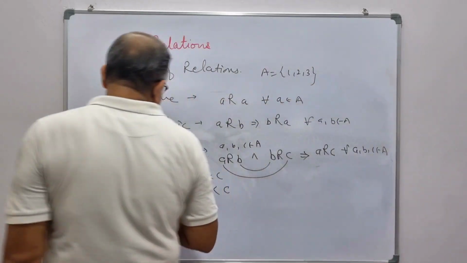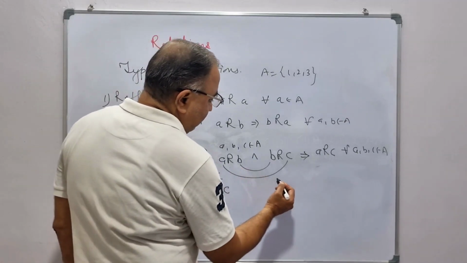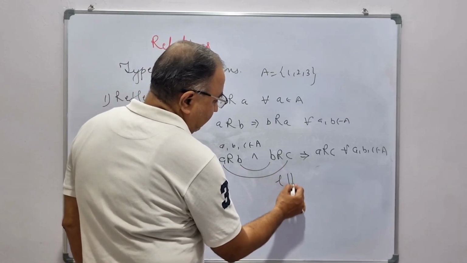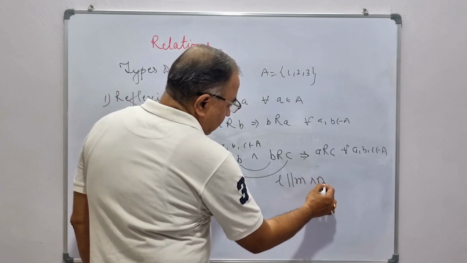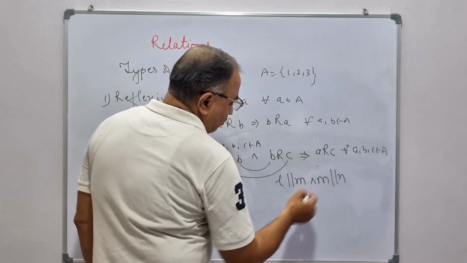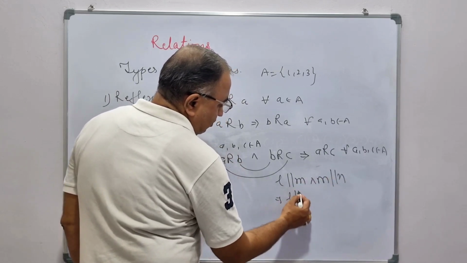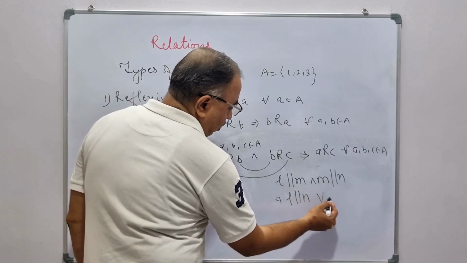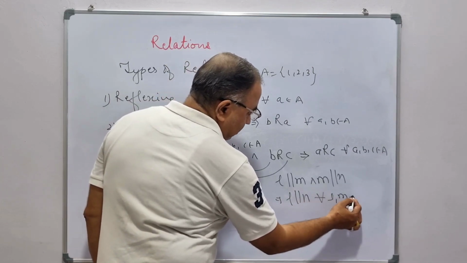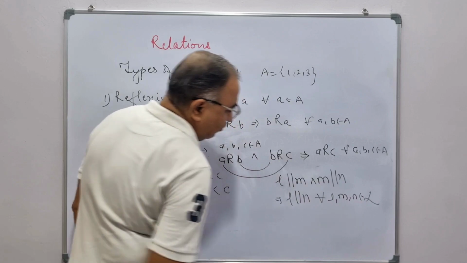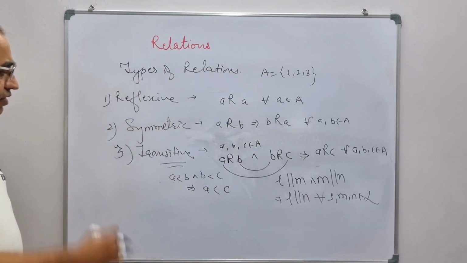If I think the relation in the family of lines is parallel to, L is parallel to M and line M is parallel to N, together what we conclude, that L is also parallel to N. It's true for all such three lines L, M, N. So that means the relation is parallel to, it's transitive.